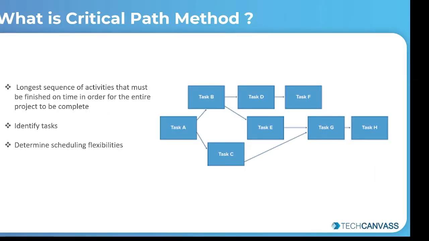So basically, let's dig deeper into what the critical path method is. According to PMBOK, the critical path method is a technique where you identify tasks that are necessary for the project's completion and determine scheduling flexibilities. It is also the longest sequence of activities that must be finished on time in order for the entire project to be completed. So, in short, any delay in a critical task will delay the rest of the project.